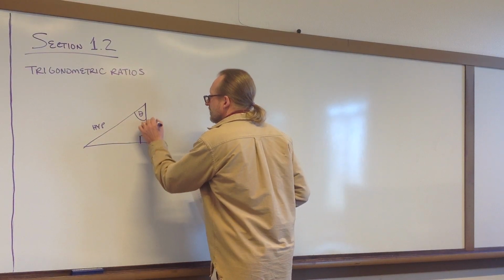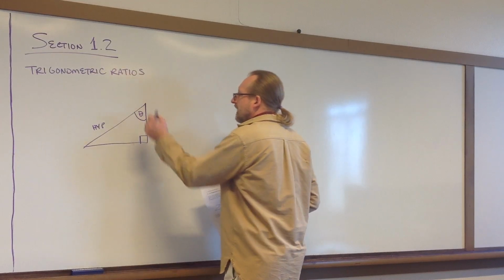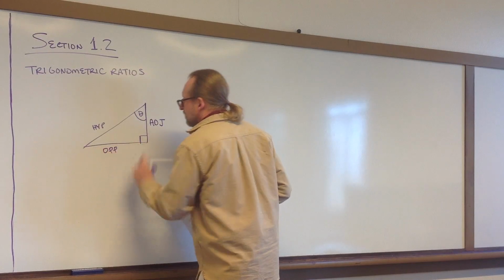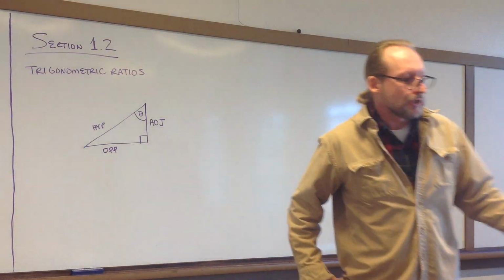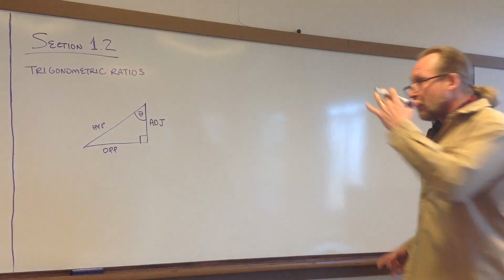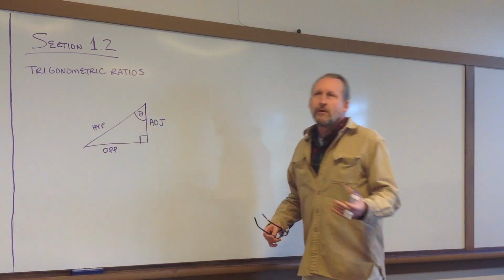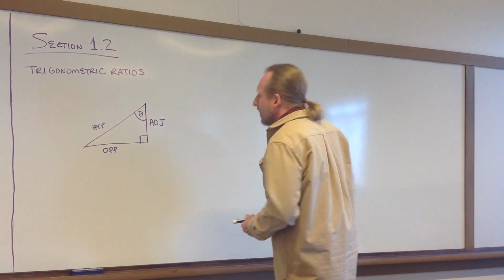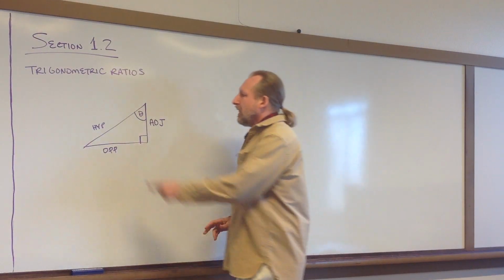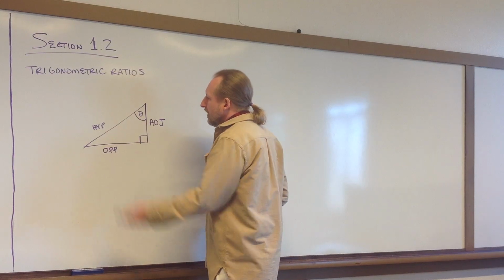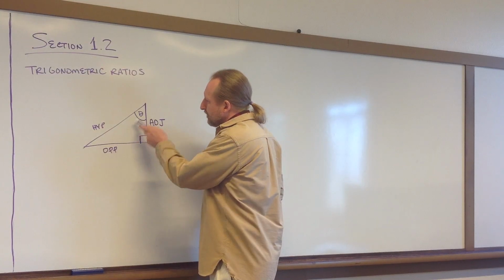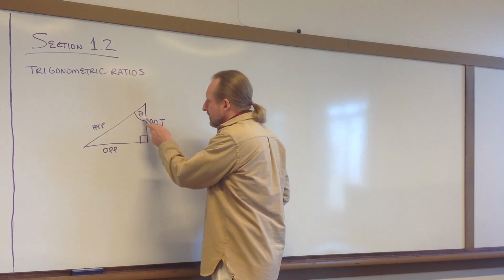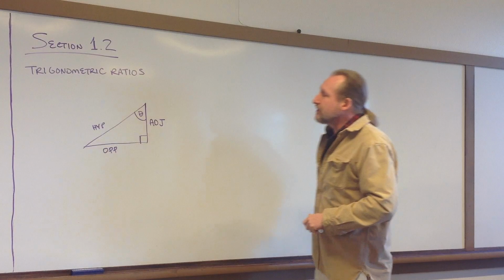This side is the side that is adjacent to the angle, and this side over here is the side that is opposite the angle. So that's the fundamental starting place for some of these ideas about trigonometry: the right triangle with the hypotenuse across from the right angle. The side opposite the angle that we're interested in is called the opposite side, and the side adjacent to that angle is called the adjacent side.